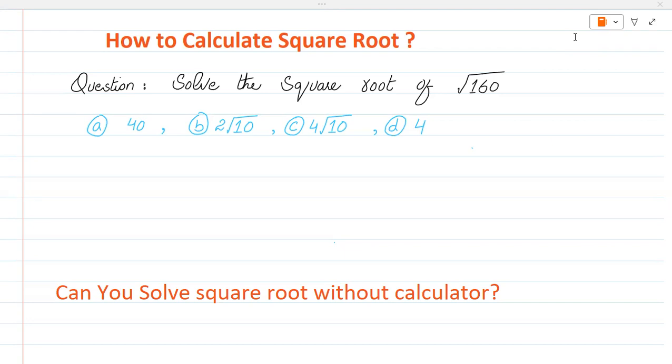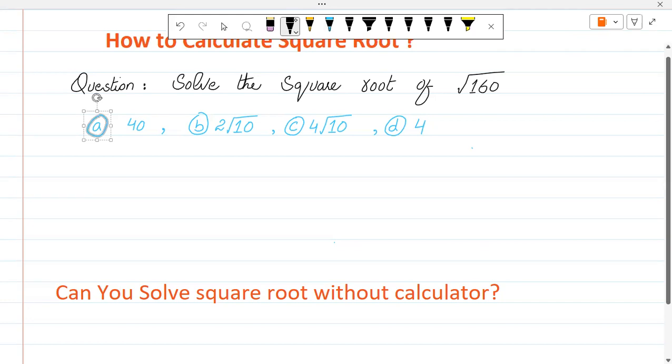Now, to calculate the square root of 160, we just have to take an LCM for it. So the LCM of 160, you can see we start with the first prime number. So always use a prime number when you are taking the LCM of any number. We know what a prime number is.